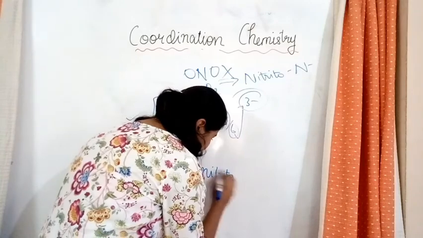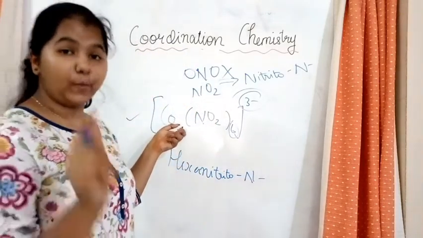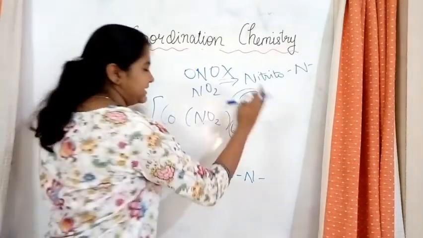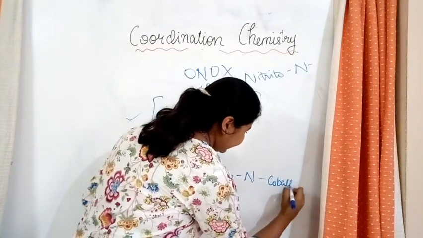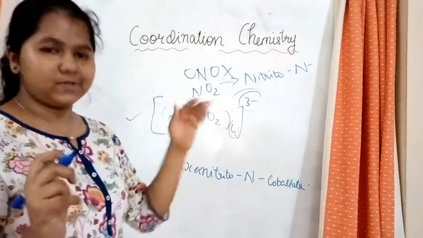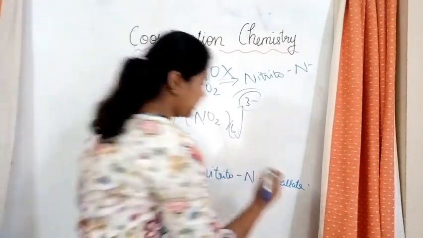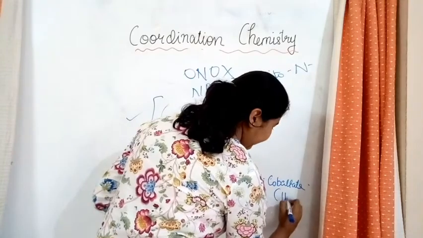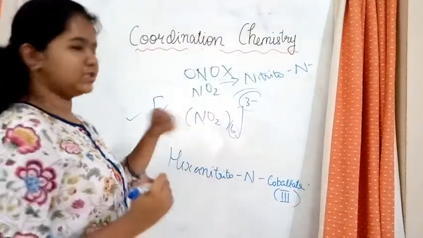So hexanitrito-N. I told you what this is. Not cobalt, it is cobaltate because this comes as a negative entity. So cobaltate. Then we will write the what? Its oxidation number. So what is its oxidation number? III. So I'll write it down because there's no space. So this is the nomenclature of this compound.